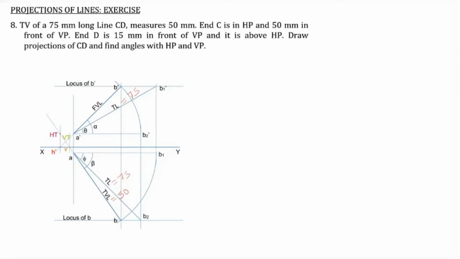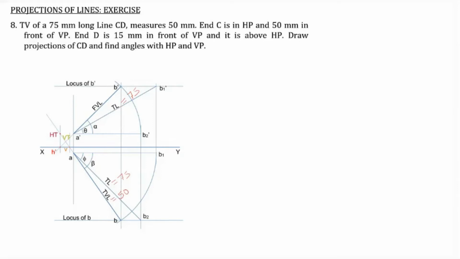End C is in HP. Instead of A and B, here we use C and D. So C dash corresponds to A dash and D dash corresponds to B dash, and small letter C corresponds to A and small letter D corresponds to B, likewise.